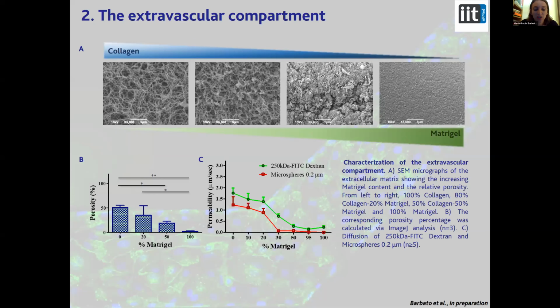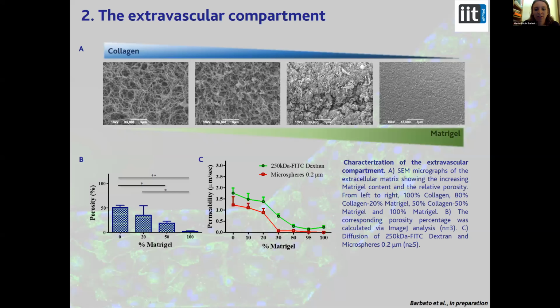So we mixed collagen and Matrigel in different volume ratios, and then we calculated via image analysis the porosity of the matrix and also the permeability of two different probes, Dextran 250K, that is around 10 nanometer, and also microspheres of 200 nanometer. We see that when we reach 20% of Matrigel incorporated in collagen, we are still in a range in which both of the probes are able to extravasate into the extravascular compartment. But when we increase the concentration of Matrigel to around 30%, we are stiffening the matrix, and so we are no longer able to permeate dextran and microspheres.